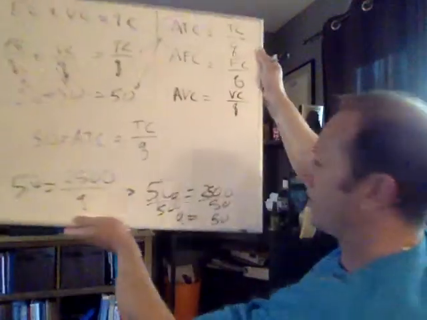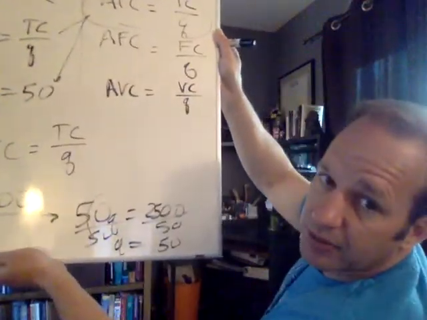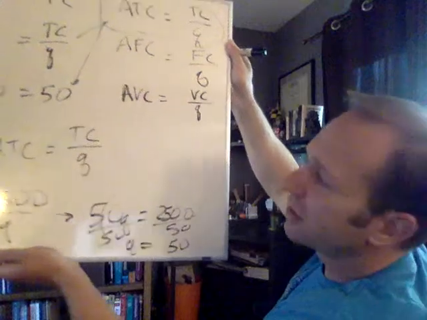Let me make sure I haven't made an arithmetic error here. Yep, I didn't. Q is equal to 50. So that's your level of output, 50 units. And you could get there.